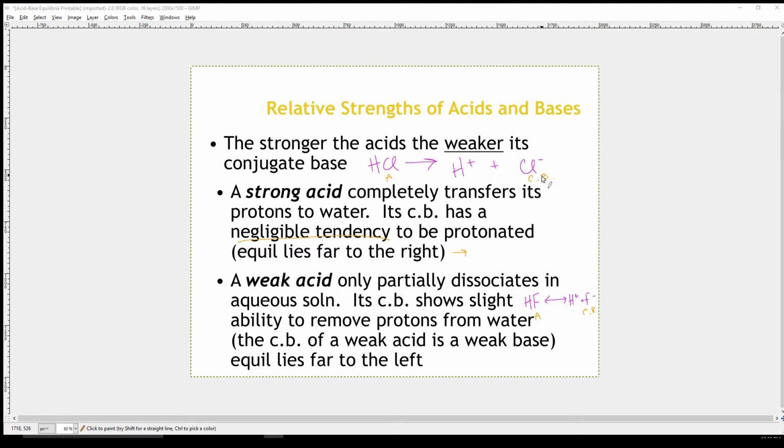However, it is relatively stronger. So if you compare these two, this is very, very weak. I can spell weak, where this one is just weak. So the conjugate base of a weak acid is a weak base. However, in this case, the equilibrium will lie far to the left. Far to the left. And we'll go over this and how you can determine an equilibrium.